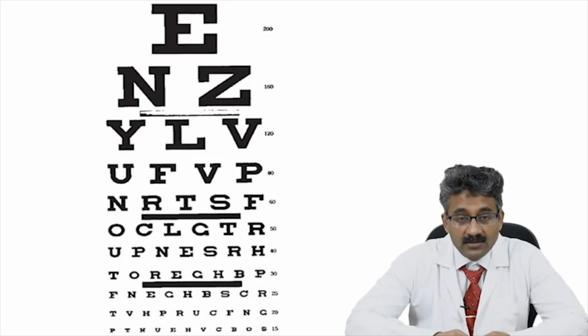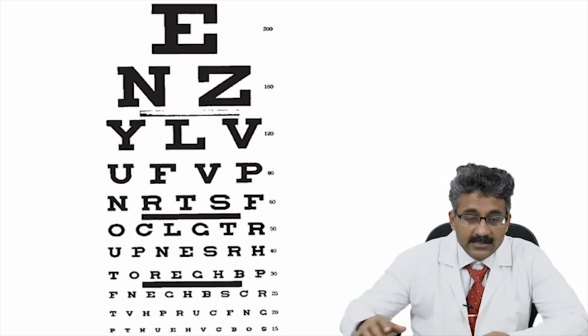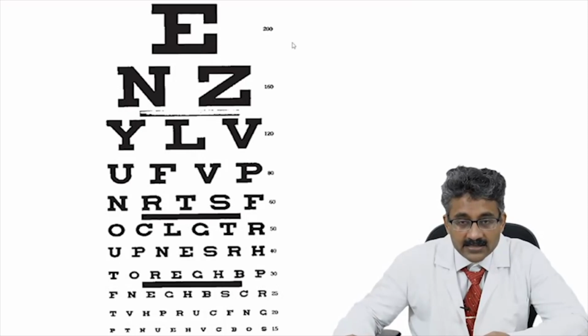So for vision, if the vision is say 6 by 60, that means a normal person can see the letter from 60 meters, and the patient can see it only from 6 meters, that is 6 by 60. Here in this Snellen's chart, it is given in feet. This is the American system, written in feet. But in the Indian system, where the metric system is used, it will be in meters.